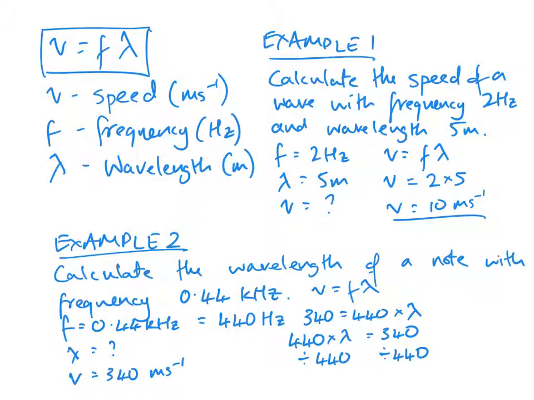Because quite often people say, how do I know what number to divide by? Well, what you're trying to achieve, remember, is to get lambda on its own on the left-hand side. So you're trying to get rid of the 440 times, so you divide by 440. And then you can get your calculator out and do your 340 divided by 440 on the right-hand side. Left-hand side simplifies to lambda, and the right-hand side, when you do your calculation, is 0.773 metres. Sorry, I've just run out of space there.